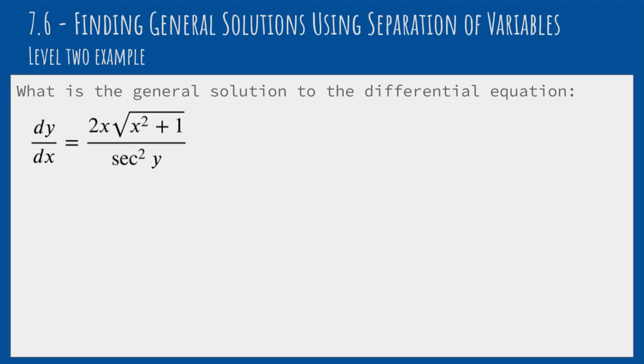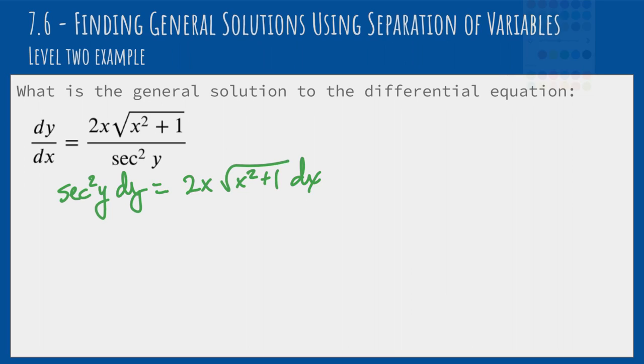Hello, Mr. Betts here. I want to take a look at one example with a separable differential equation that we're going to have to combine with some other ideas to solve it. So first thing I'm going to do here is separate the variables just like we do with any separable differential equation. So we're going to have secant squared of y dy is equal to 2x square root of x squared plus 1 dx. And we're going to take the antiderivative on both sides.